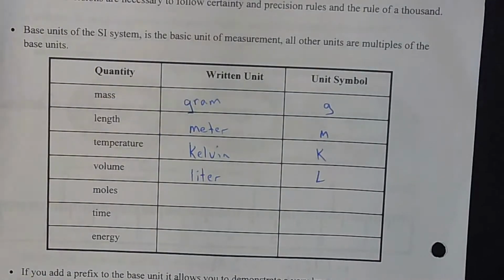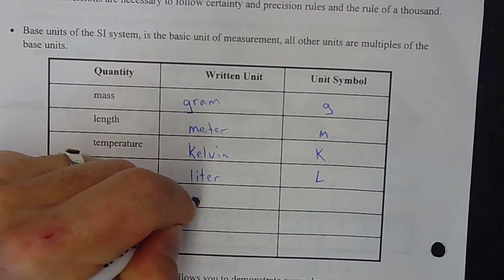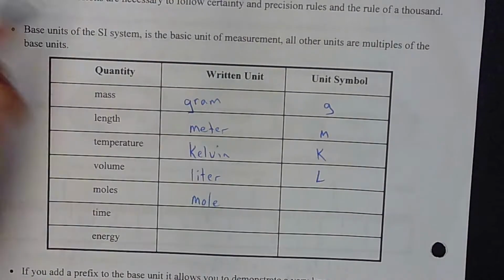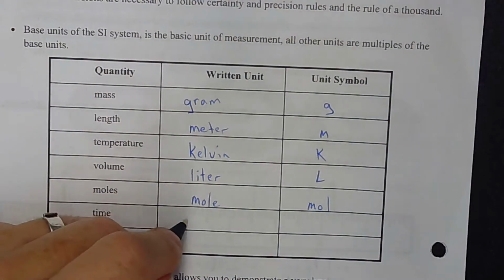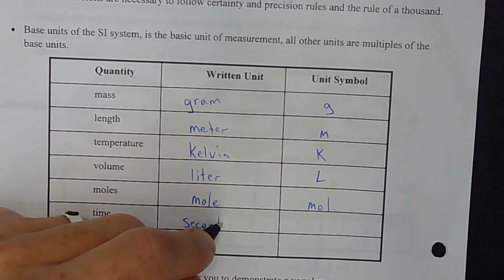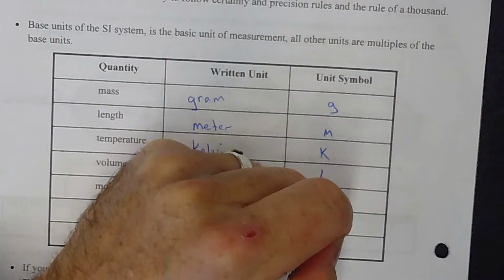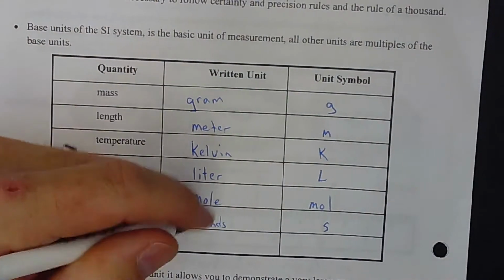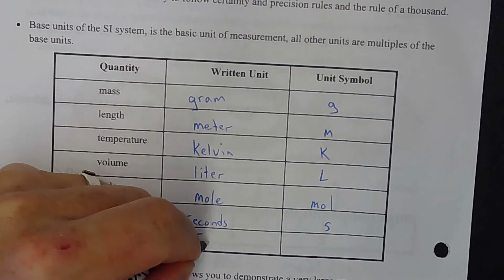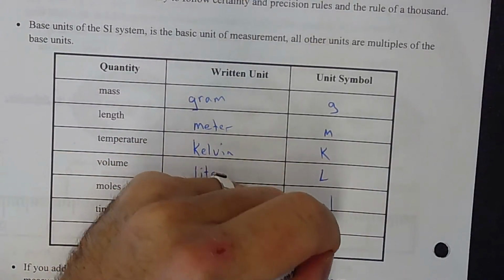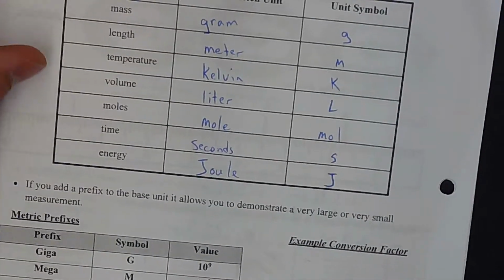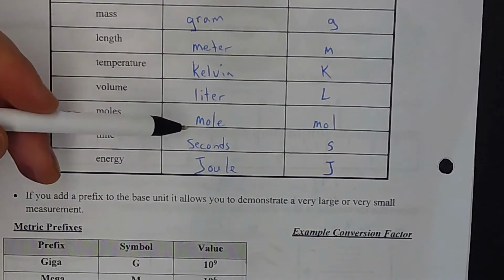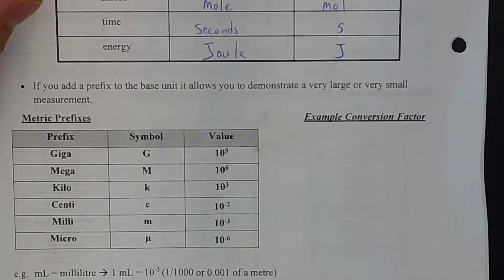Mole, this is going to be in our next unit. Mole is the amount of pure substance. Maybe you haven't come across this one before. The symbol for that is MOL. Time is in seconds, or second, and the symbol is S. Energy is a joule, and the symbol is J. All right, so those are our SI units. We should know all these ones. I'm sure you know probably all of them except for maybe mole and possibly joule. All right, so let's go on to the next one.